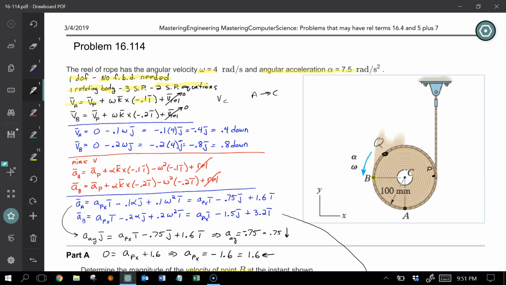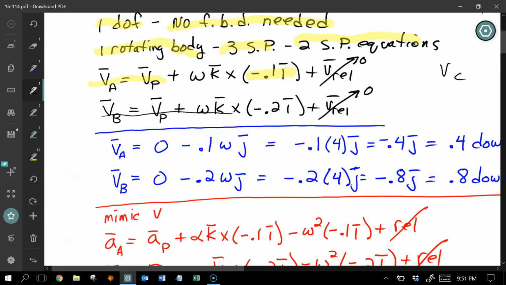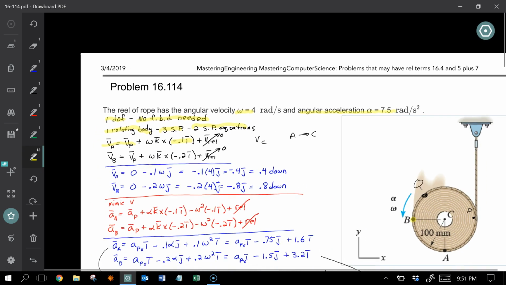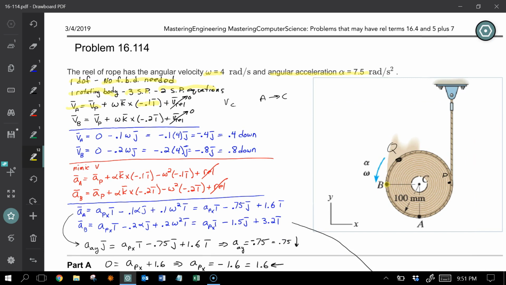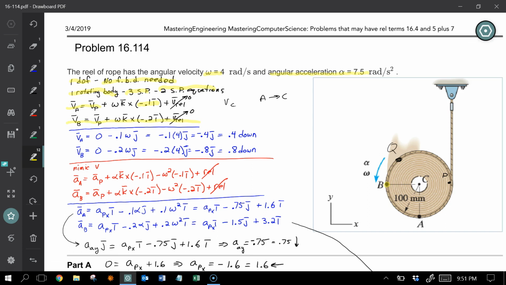And then I'll go ahead and write the velocity of B equation, B to P. The reason I'm using B and P and not B and C is because I know more about P than I do about C. And it's just going to make the algebra a little bit easier. That's why I choose B and P. But you could use B and C, no big deal. So anyway, the R goes from P to B. So P to B is going to be the diameter, 0.2, in the I direction.